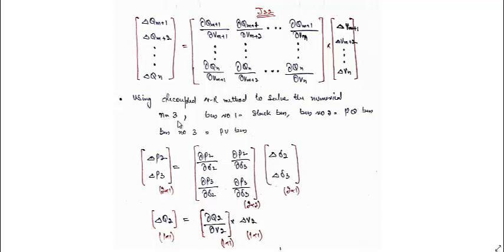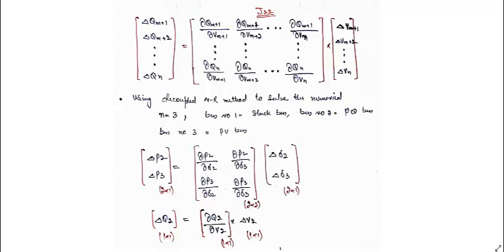So total number of buses we have is 3. Bus number 1 is the slack bus, bus number 2 is the PQ bus, and bus number 3 is the PV bus. So the variables will be delta 2, delta 3, and V2, because both deltas are unknown. Given will be P2, P3, and Q2, because for the PV bus P3 will be given, and for the PQ bus P2 and Q2 will be given.